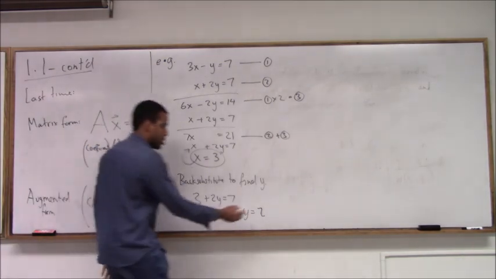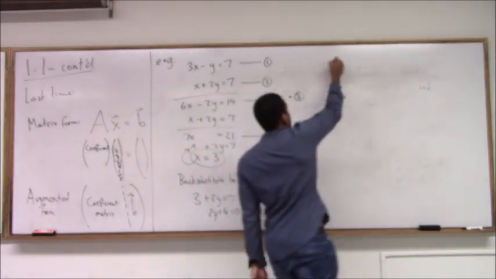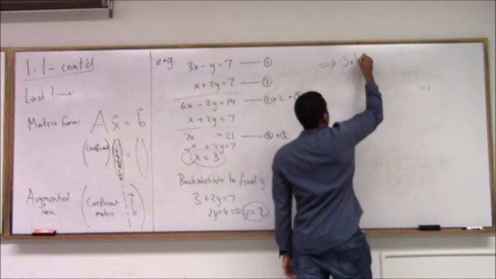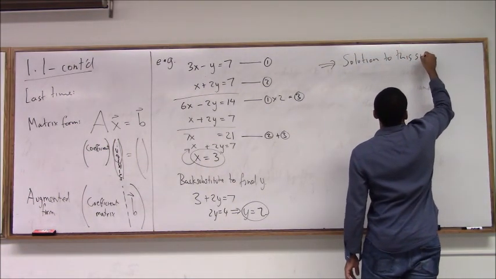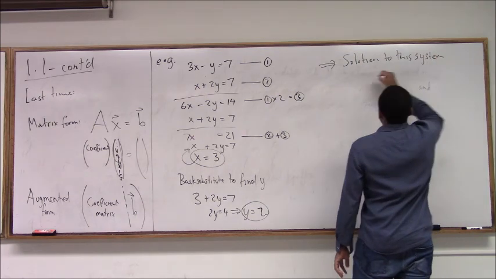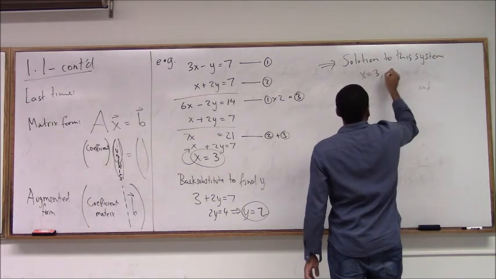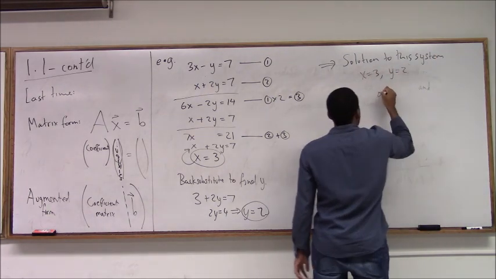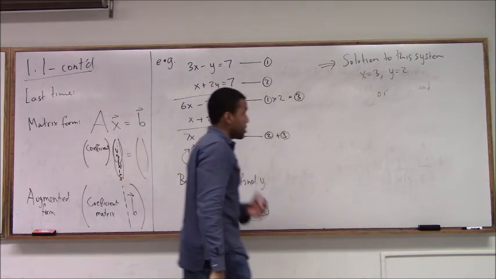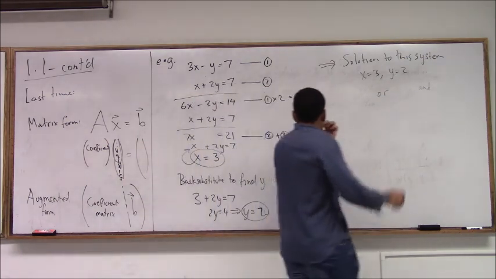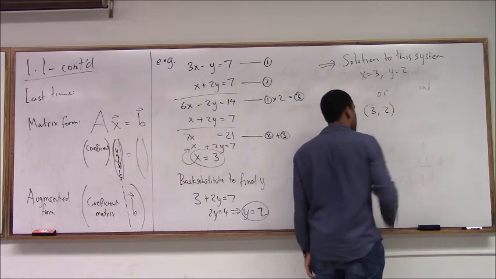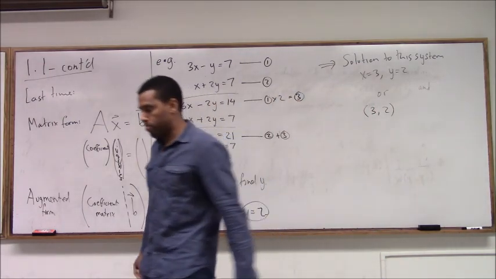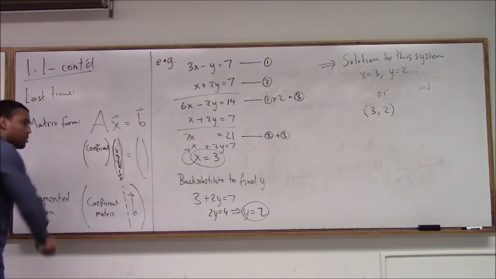And that was my solution to the system. So this means that the solution to this system of equations is x equals 3 and y equals 2. Or sometimes it might be convenient to express it as a coordinate, so we can say that this solution is (3, 2). Okay. Now hopefully that wouldn't be strange to anyone.